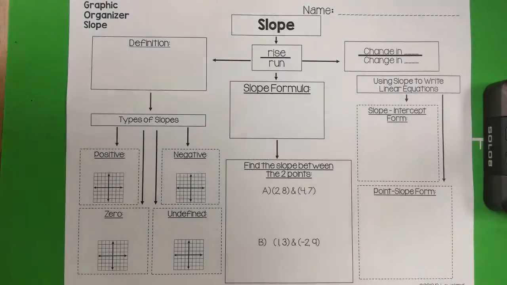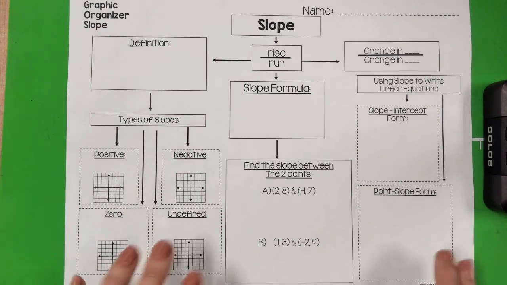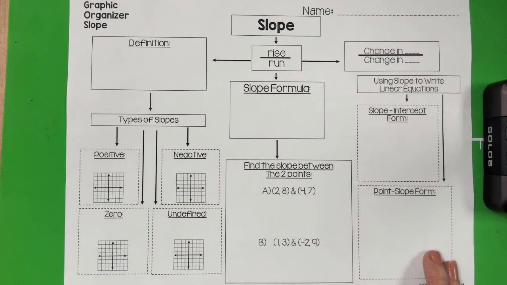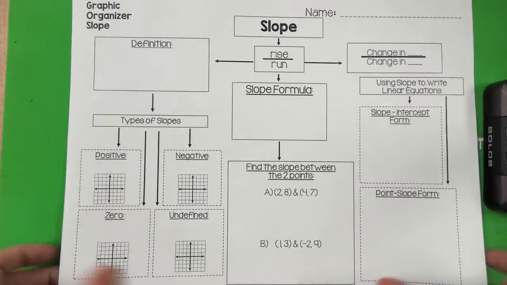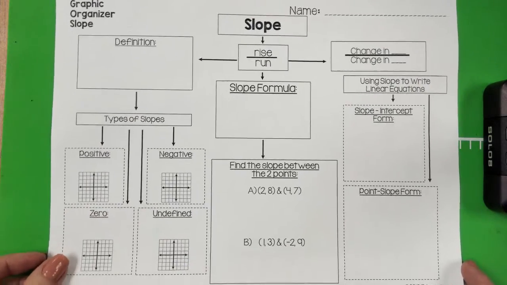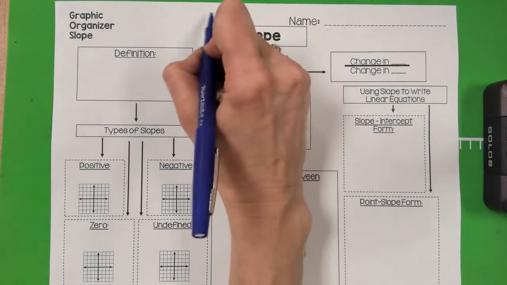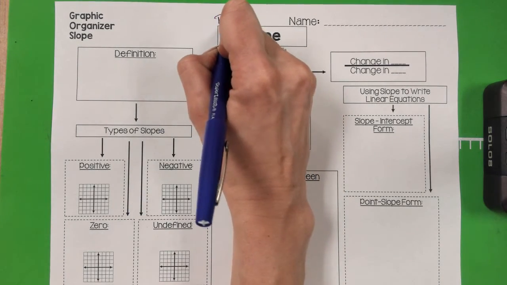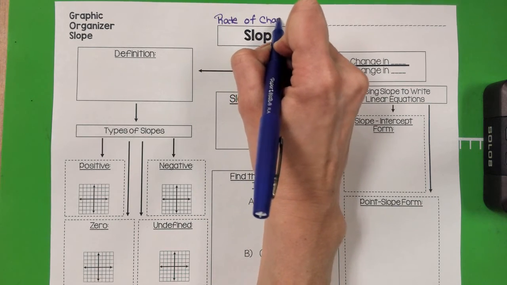Okay. I think it would be easier if we fill this out first, and then I'll show you how we're going to attach it in there. So the first thing we're going to talk about is what slope is. And right above slope, I want you to write rate of change.